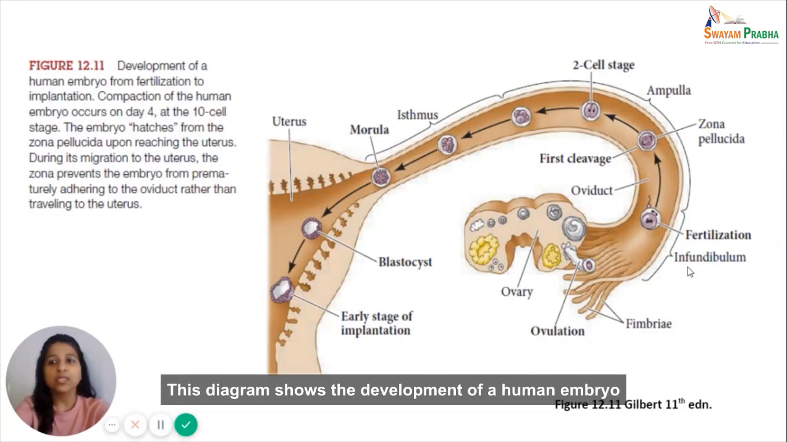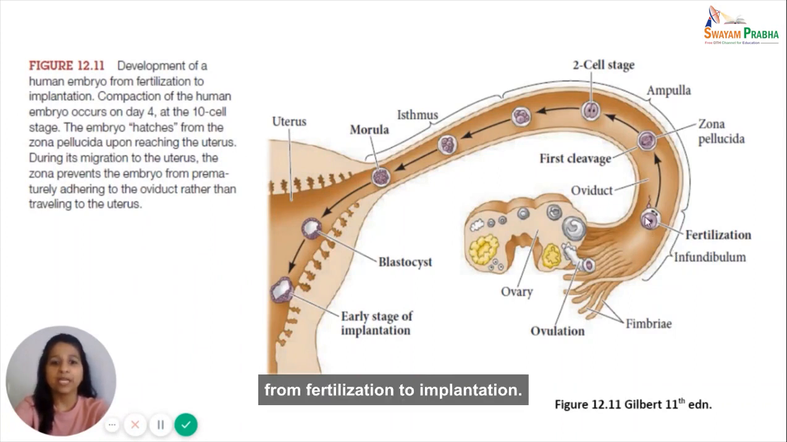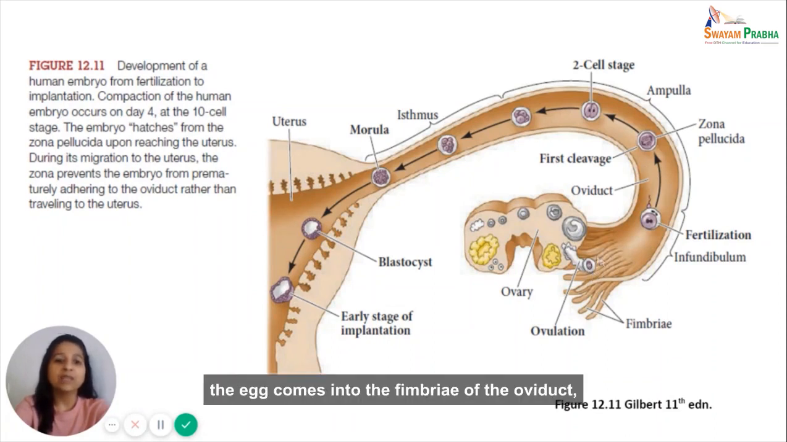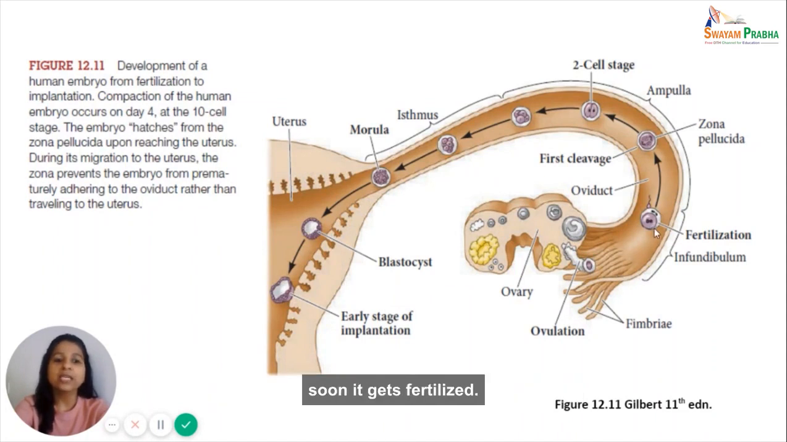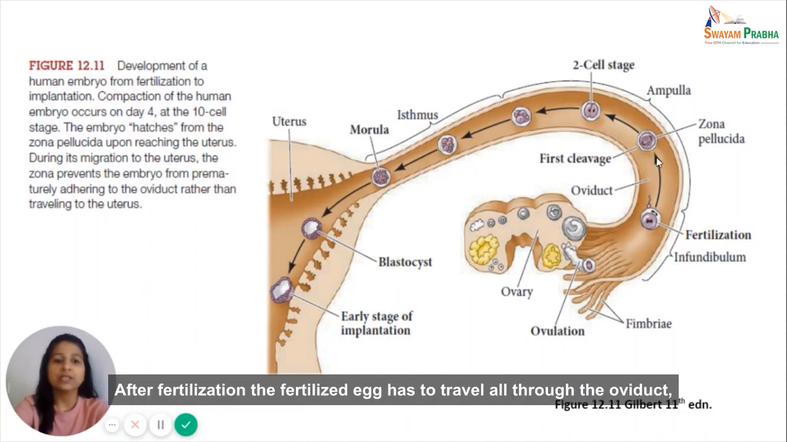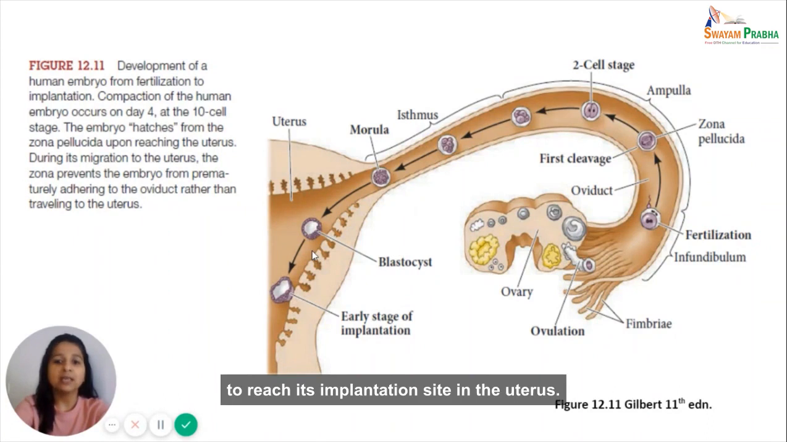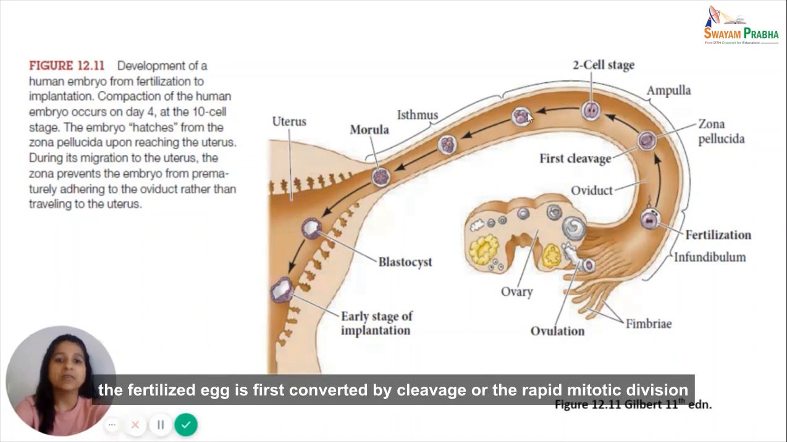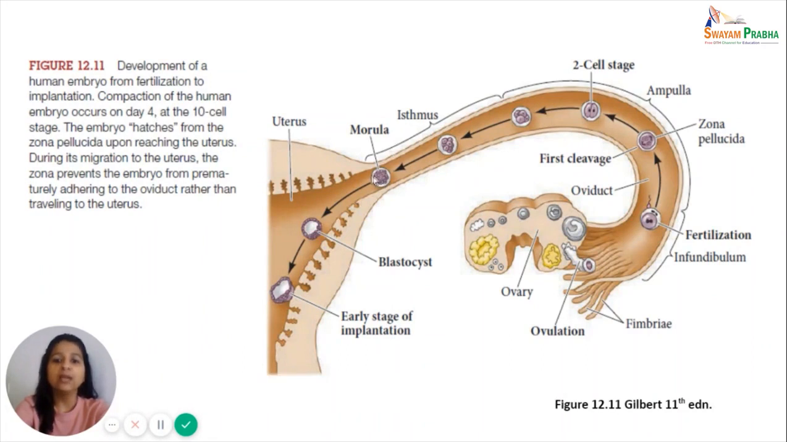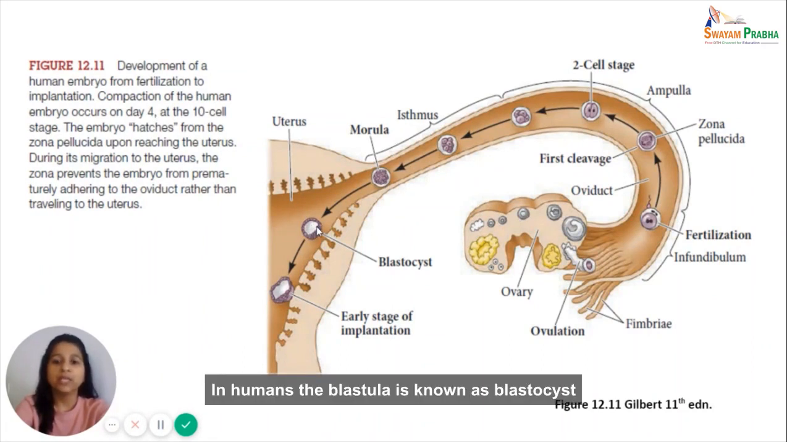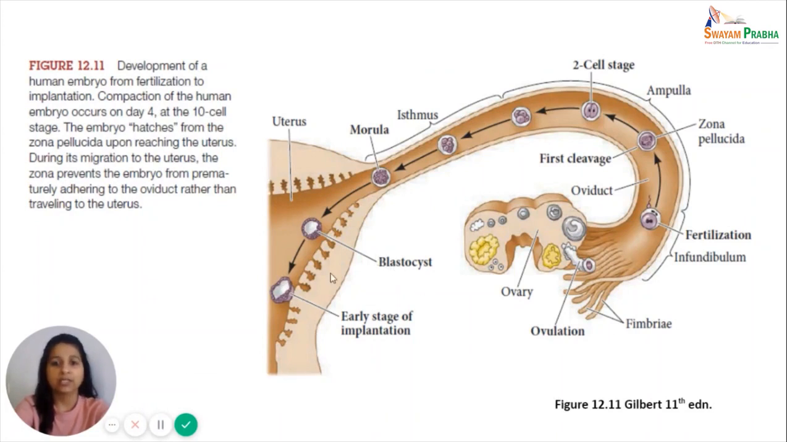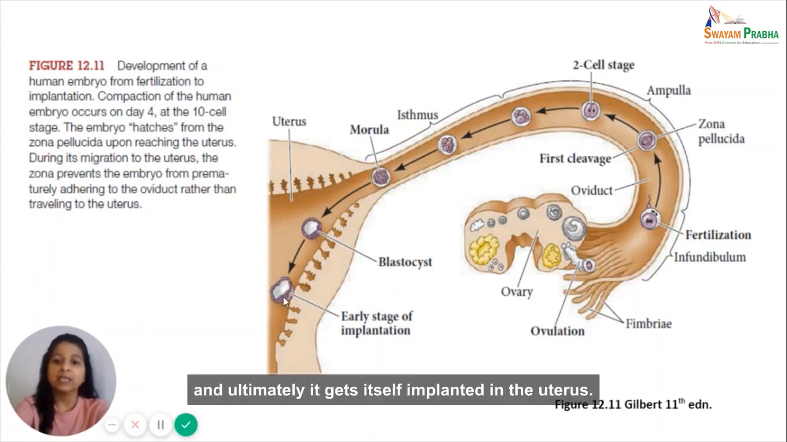This diagram shows the development of a human embryo from fertilization to implantation. Here we see that after ovulation, the egg comes into the fimbriae of the oviduct. Soon it gets fertilized. After fertilization, the fertilized egg has to travel all through the oviduct to reach its implantation site in the uterus. And during this passage through the oviduct, the fertilized egg is first converted by cleavage or the rapid mitotic division into this solid ball of mass known as morula, which is then converted to blastula. In humans, the blastula is known as blastocyst, and ultimately it gets itself implanted in the uterus.